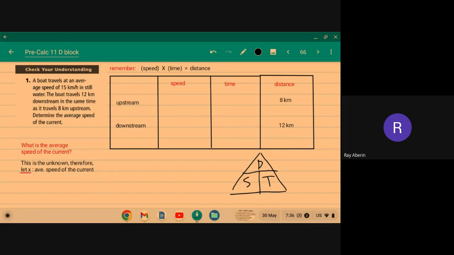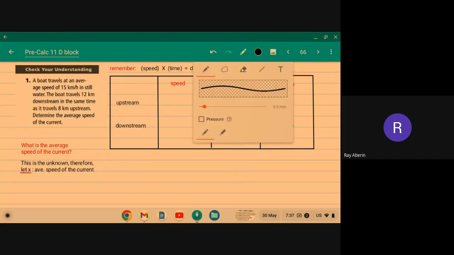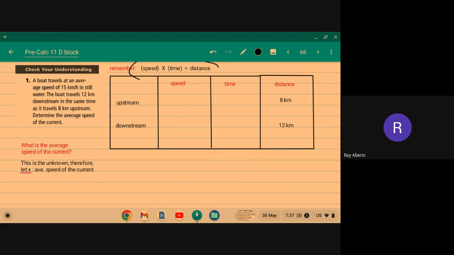Anyway, it's already here, so I don't need to do that anymore. Again, just remember speed times time is equal to distance. Now, a few things for you to remember. So let's take a look at the question.